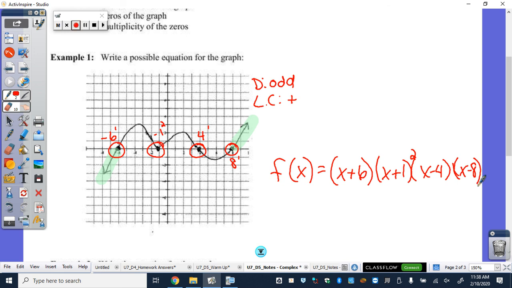So again, just always checking. If I add up my degrees in my factored form, 1 plus 2 plus 1 plus 1, that gives me 5, so that works. That's an odd degree. Would our leading coefficient be positive with the way we have written things? Yeah, so we are good to go on that one.